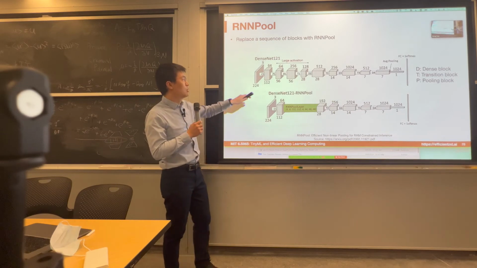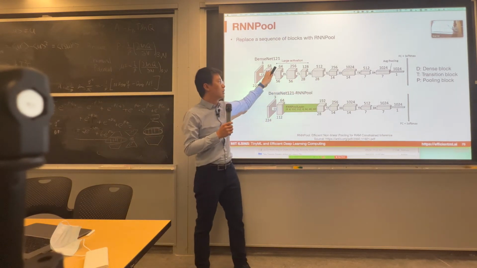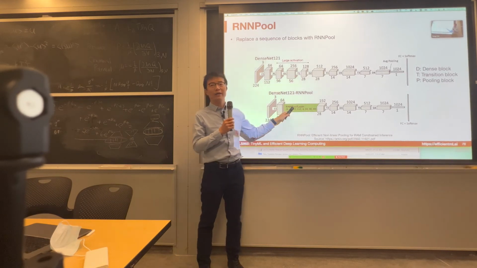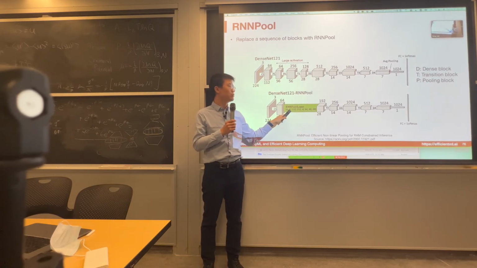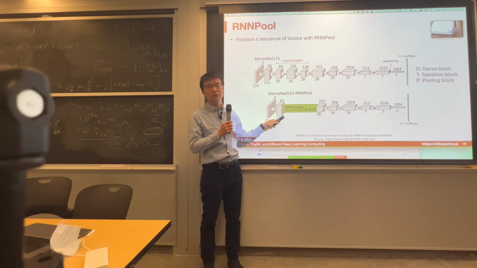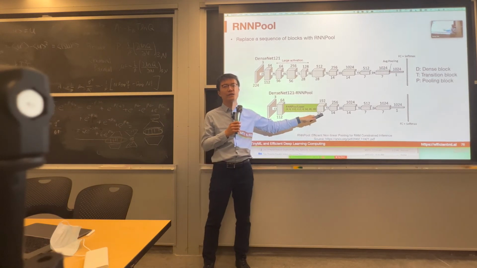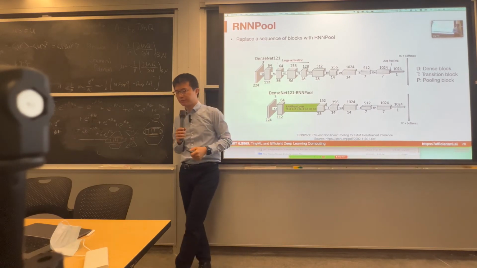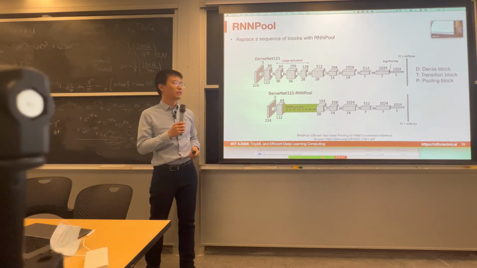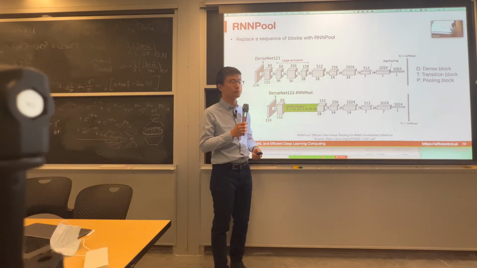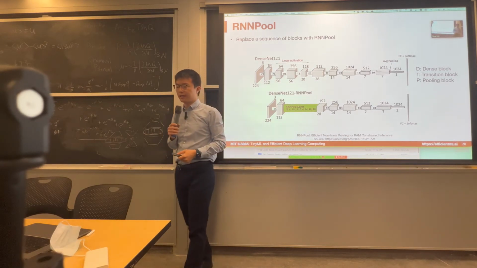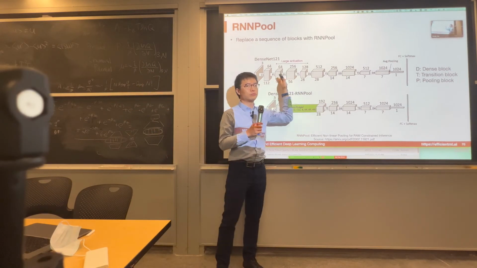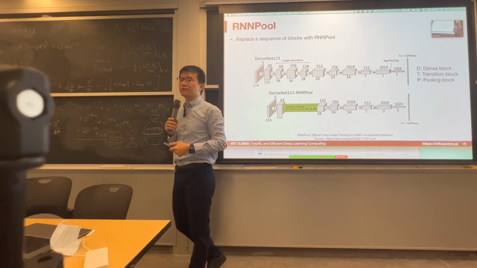So as a result, rather than having such large-resolution activation bottlenecks, that gets replaced with this RNNPool layer. Okay, so it quickly reduces the resolution from 112 to 28. Okay, 4 times smaller using this RNNPool layer. So we no longer have that memory bottleneck. So a very interesting idea to replace a sequence of convolution blocks here with recurrent neural nets.